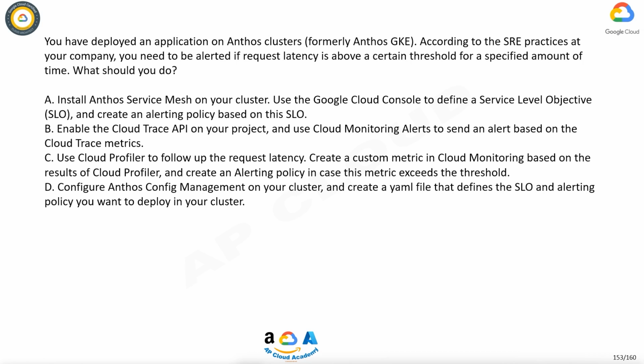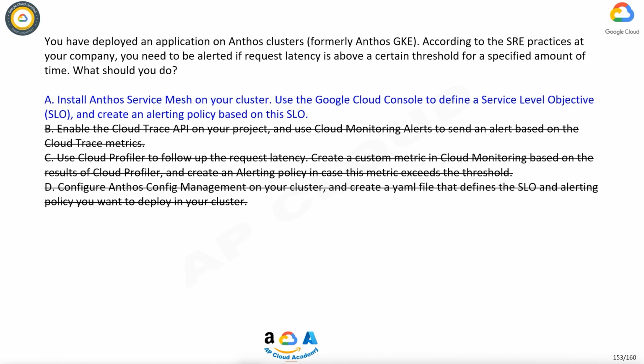C. Use Cloud Profiler to follow up the request latency. Create a custom metric in Cloud Monitoring based on the results of Cloud Profiler, and create an alerting policy in case this metric exceeds the threshold. D. Configure Anthos Config Management on your cluster, and create a YAML file that defines the SLO and alerting policy you want to deploy in your cluster.